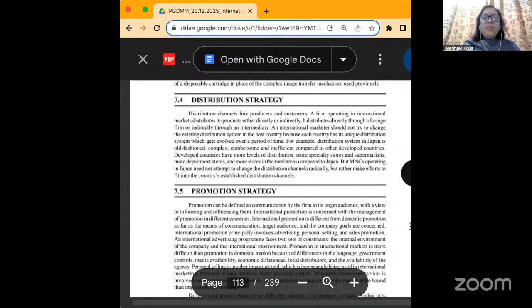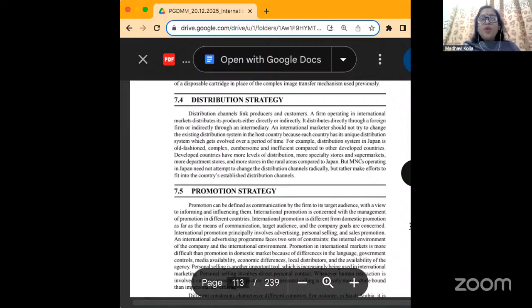So in a distribution channel link, there are customers and there are producers. As we know, producers are the first level of the link, and at the end of the value chain we have the customers who are the end users. A firm operating in an international market distributes its products either directly or indirectly. It distributes directly through a foreign firm or indirectly through an intermediary.